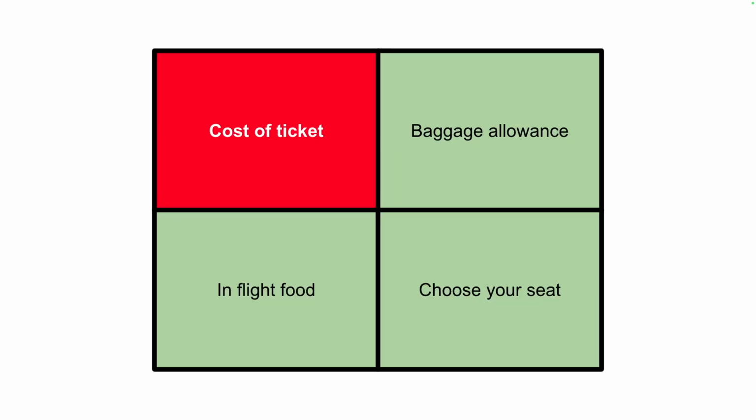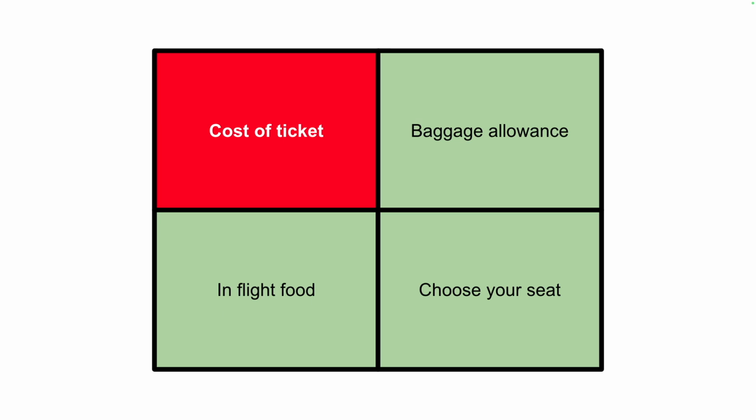So the cost of the ticket is higher, which is why it's in red. And we use a simple red, amber, green traffic light system to denote things that are good, not really sure either way, and bad. So the cost of the ticket here is quote unquote bad because it's more expensive, but it does include baggage allowance, choosing your seat, and in-flight food. So just picking between 2 airlines based on who's got the lowest rate isn't the best way of doing it, because it depends what you want.